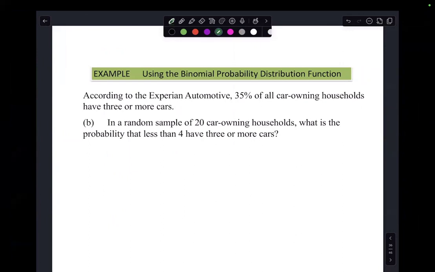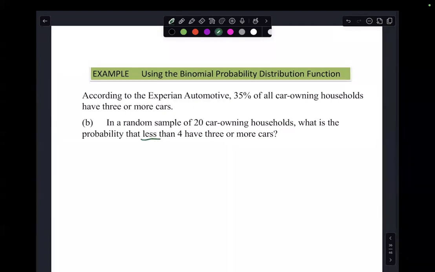So a lot of times we don't want to know how many when exactly 5. Sometimes we want to know something like less than 4, or between 5 and 7, or greater than 8, or whatever. We want to know a range of values. We just used binom PDF, and that was for exact. We have another function when we want a range of values.